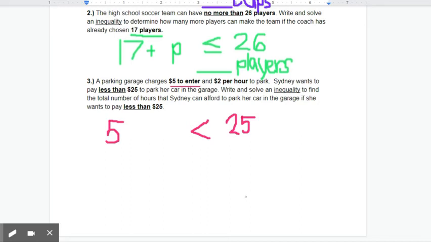In addition to that, the parking garage charges $2 per hour to park. So we'll write the 2 next. But we don't know how many hours. So we are going to write the variable h to represent hours. Now, of course, you can use any other letter. You can use x, y, z, whatever you want. But you do need a variable that goes next to 2 to show that it is $2 per hour. H stands for hour.